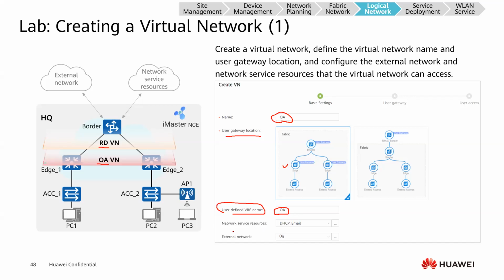And then you need to choose the external network and network service resources that these VNs can access. And this is the OA external network you just created. And for the DHCP and email network service resources, you have also created them in the fabric network step.